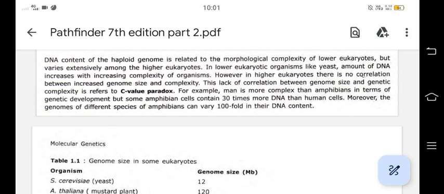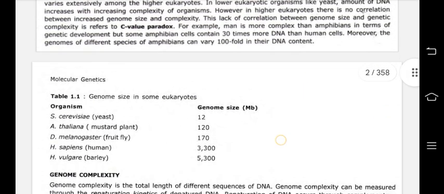This lack of correlation between genome size and genetic complexity is referred to as the C-value paradox. For example, man is more complex than amphibians in terms of genetic development, but some amphibian cells contain 30 times more DNA than human cells. Moreover, the genomes of different species of amphibians can vary 100-fold in their DNA content.